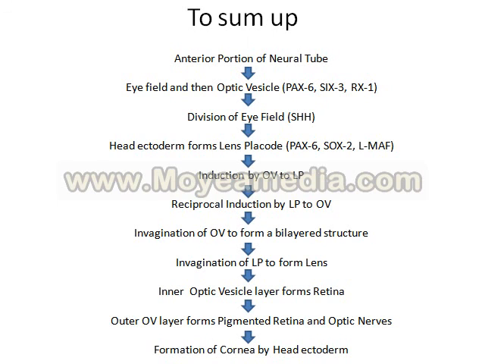Well, then head ectoderm forms the lens placode, and then induction of the lens placode by the optic vesicle, and then reciprocal induction by the lens placode to the optic vesicle, invagination of the optic vesicle to form a bilayered structure, invagination of the lens placode to form the lens, the inner optic vesicle layer forms the retina, and the outer optic vesicle layer forms the pigmented retina and optic nerves, and then there's the formation of the cornea by head ectoderm.